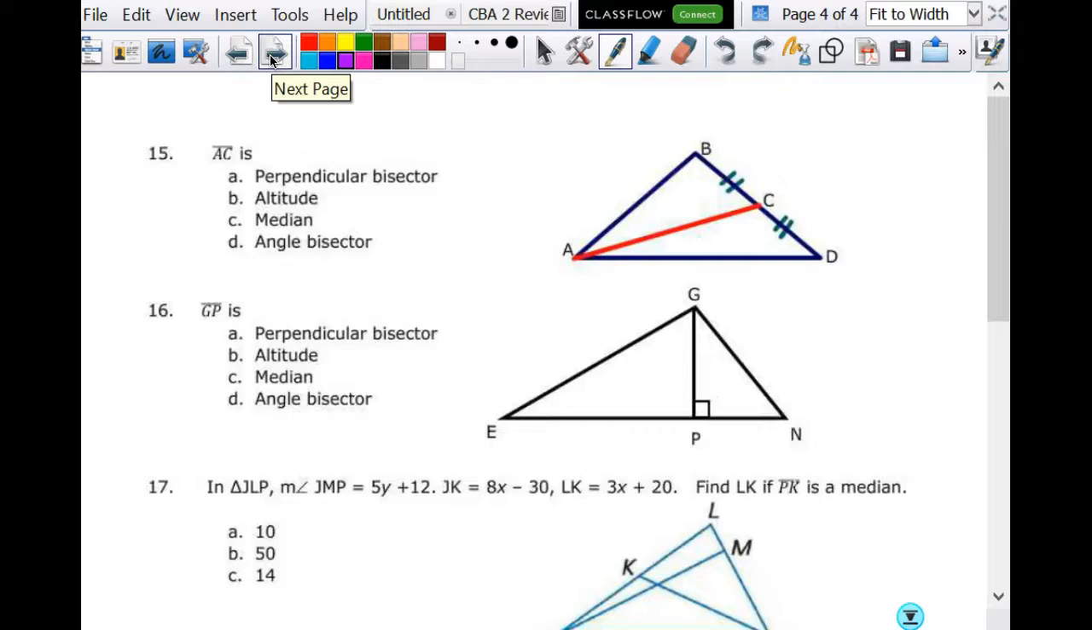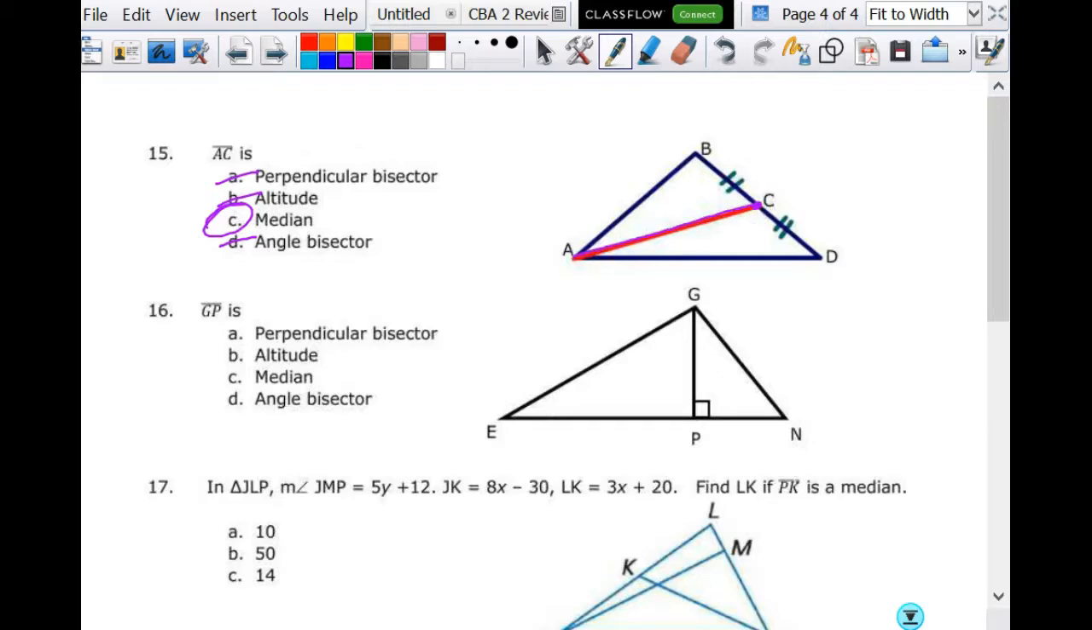So line segment AC, if it goes from a vertex to the midpoint of the opposite side, that does not necessarily make it an altitude. It could, but the altitude will always be perpendicular, so it's not that. It could bisect the angle, but you don't know that, but you do know it bisects the side. Even though it bisects the side, it is not necessarily a perpendicular bisector, and you can't just go by the way it looks. I know it doesn't look like it, but even if it looked like it, you may not necessarily know that. This is a median. A median goes from the vertex to the midpoint of the opposite side. That's what a median is.